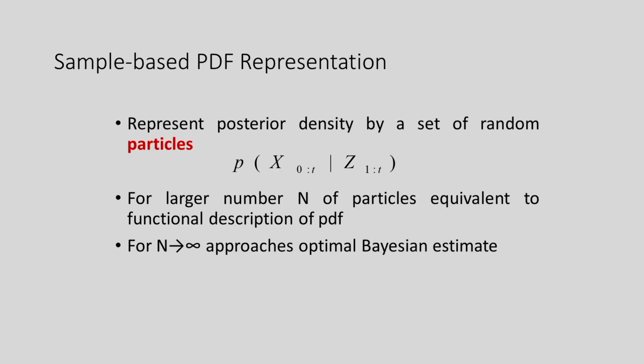Now in the particle filter, the posterior density is represented by a set of random particles. So we have to consider random particles to represent the posterior density. If I consider a large number of particles, suppose N particles, it is equivalent to a functional description of the PDF. The PDF is the posterior density. And if I consider N tends to infinity, then the particle filter approaches the optimal Bayesian estimate. That means it approaches the optimal Bayesian estimate.